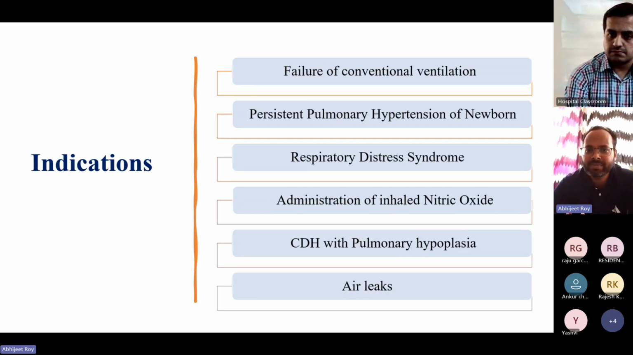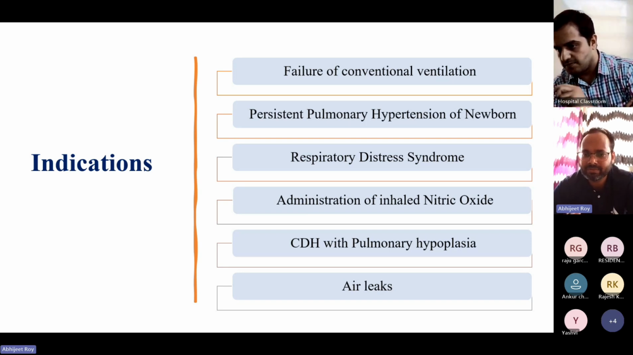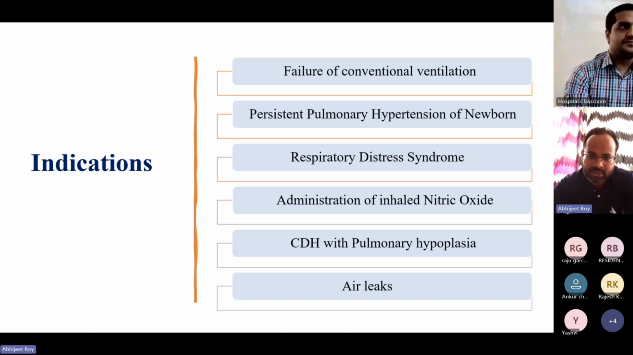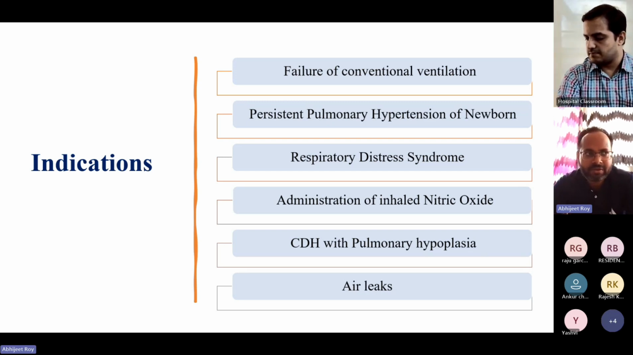So it can also be used in PPHN, in respiratory distress syndrome, while administration of inhaled nitric oxide, and in some scenarios where there is a surgical abdomen or NEC or congenital diaphragmatic hernia, where if we want a limited movement of the abdomen or chest, and also in cases with pulmonary hypoplasia. In air leaks, it is useful.